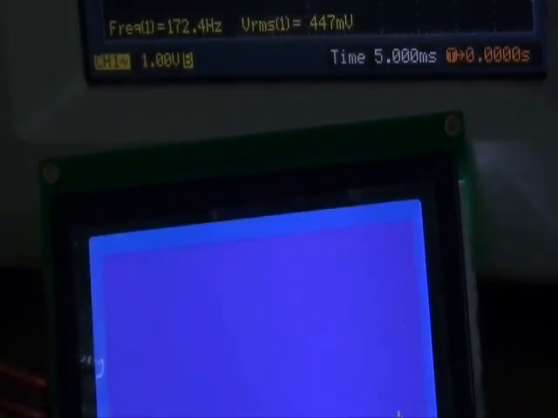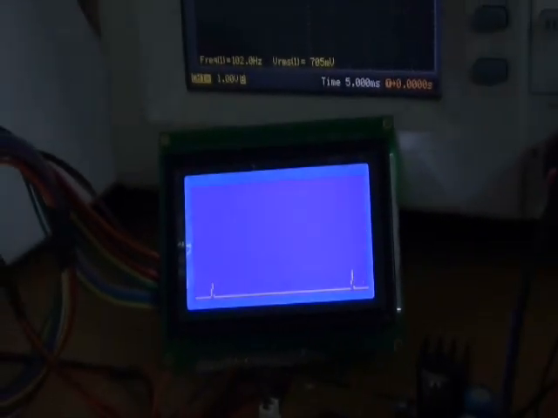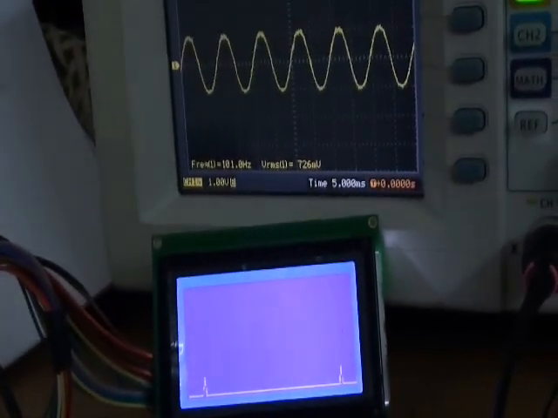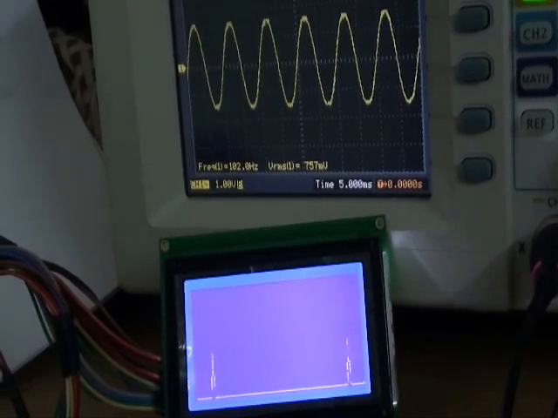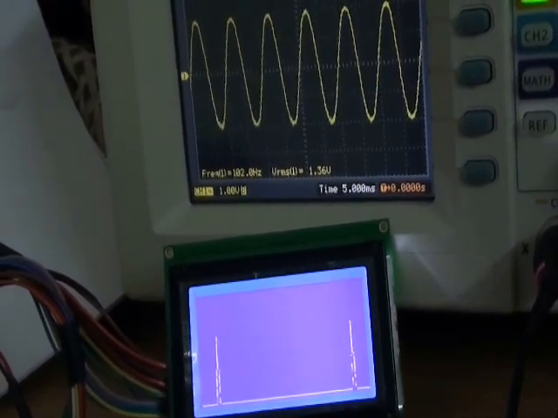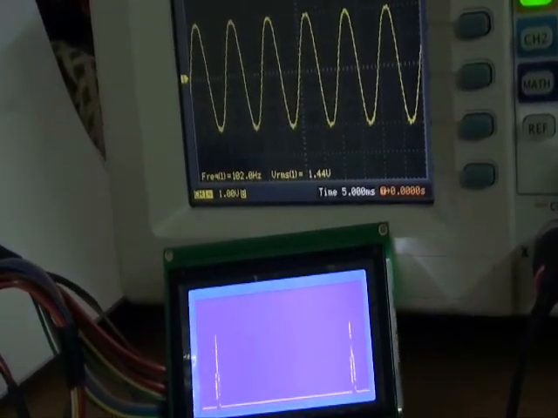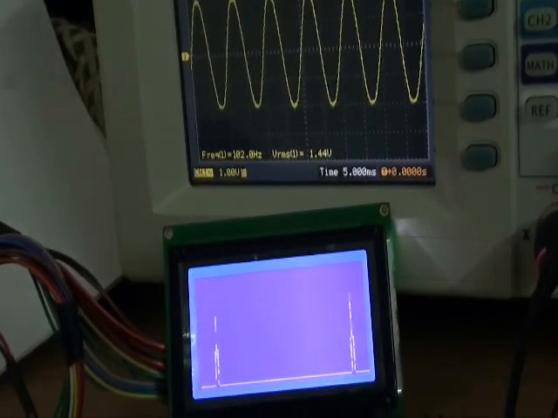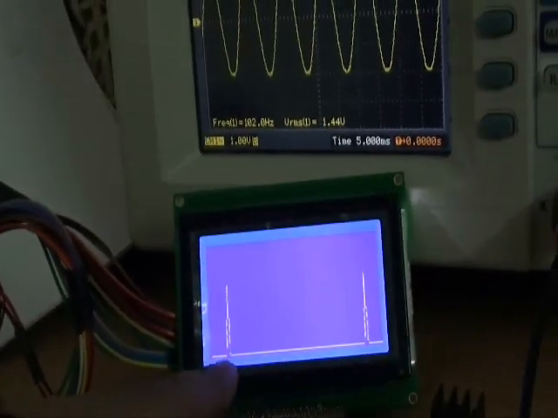Now, okay, so we have basically one peak, and that is because the signal that I'm generating is a pure sine wave, and so it doesn't have any harmonics, only the fundamental frequency. So now I'm increasing it, and as you can see I'm increasing the frequency and the amplitude, and in the same way the peak here changes, it increases.